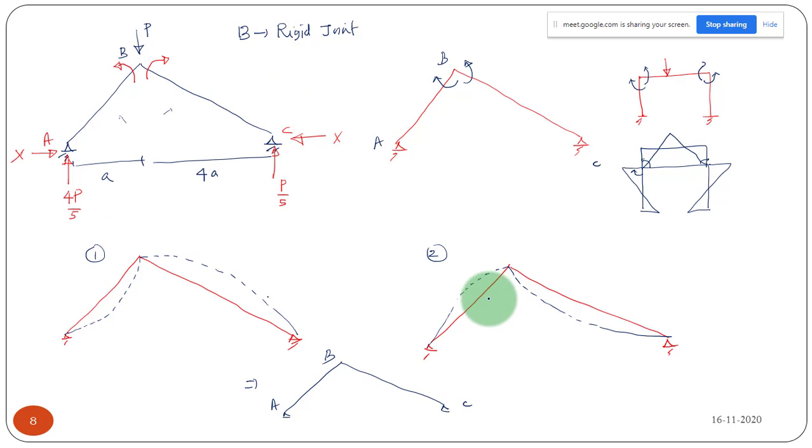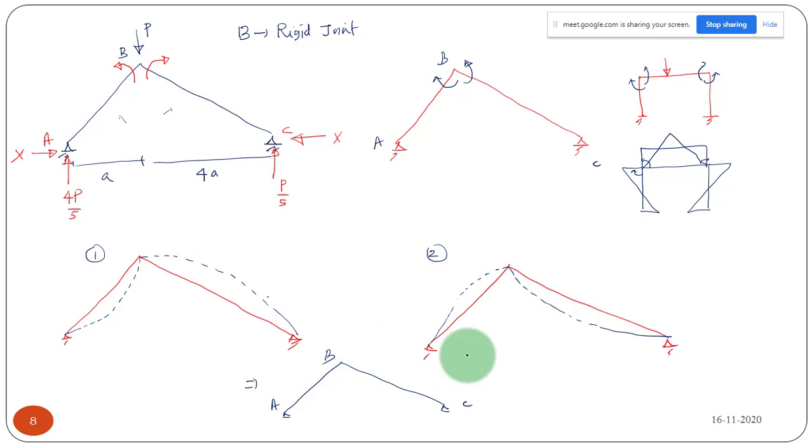So here there is no sagging or hogging in these two members, which means there is no bending at all. That is happening because the shape of the structure is simply a funicular shape. That is why the moment is completely getting eliminated. Why, we will discuss tomorrow. That happened because the shape itself is funicular. Even though this joint is a rigid joint, it is acting like a pin joint.